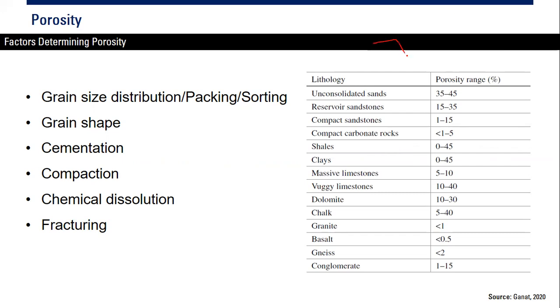This table is another tabulation of typical porosity ranges for each lithology, for unconsolidated sands, reservoir sandstone, compact sandstone, down to conglomerate rock. These are just typical values, so you don't need to memorize them, okay? But in case you don't have an actual number, you can go to these typical values so that you can use them in your calculation or estimation.